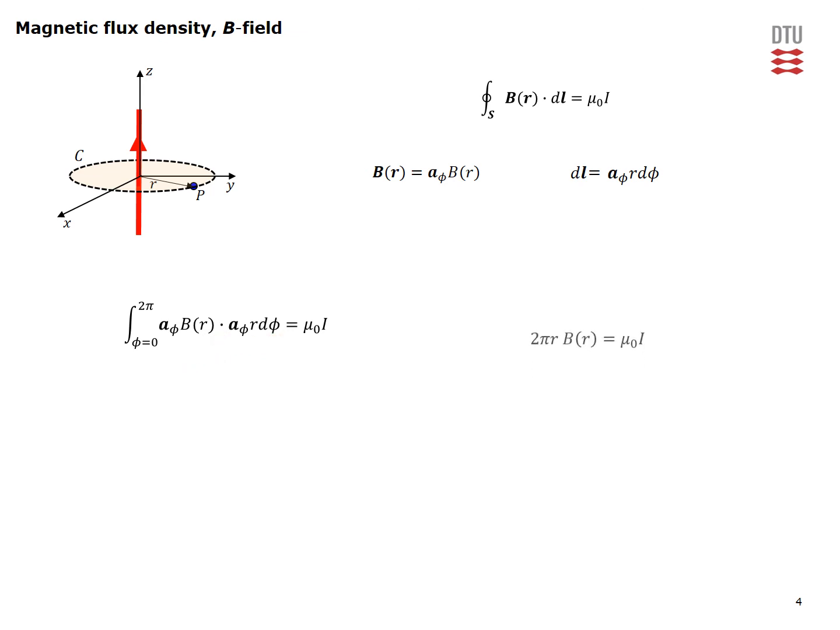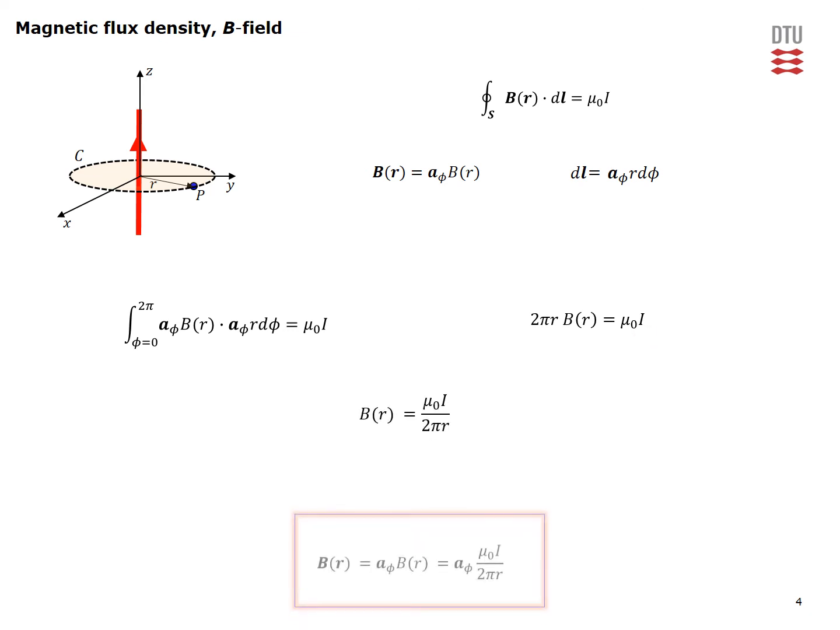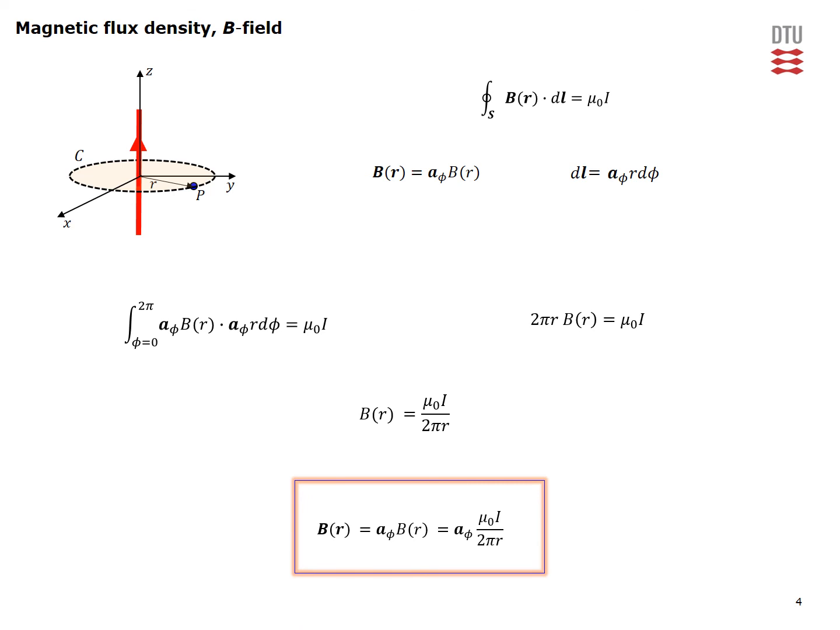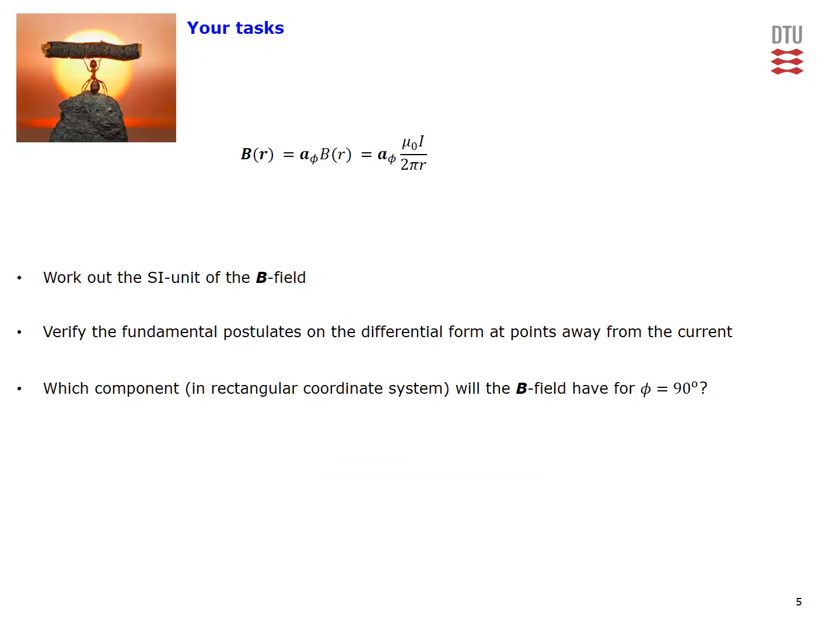So the integration is rather straightforward to perform and gives this result of 2 pi r times the B field is equal to mu naught times the total current flowing through the surface enclosed by the path C, and this is exactly the current I. You isolate the magnitude, and you finally write the expression for the B field, which is given by the result here. So this really concludes our task in this problem.